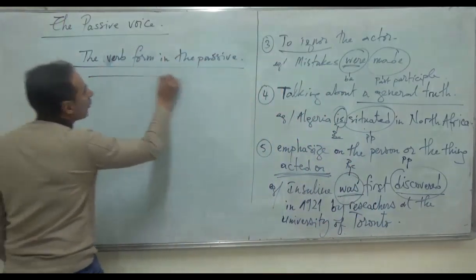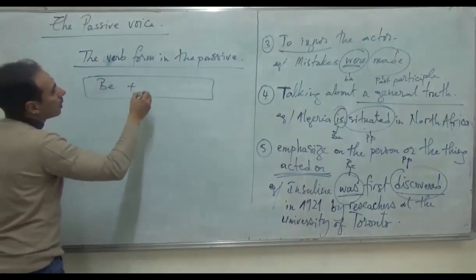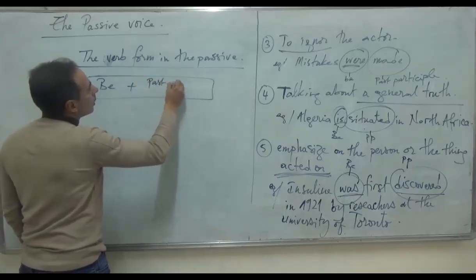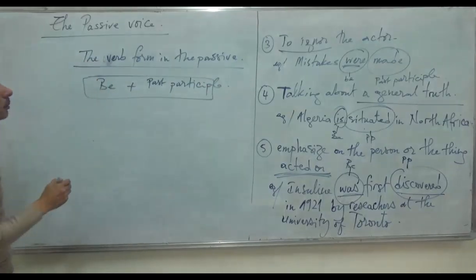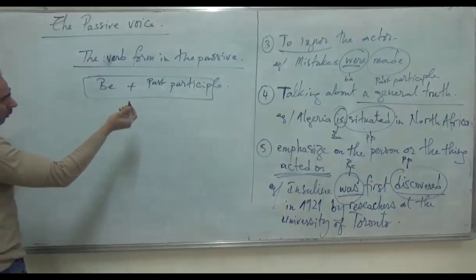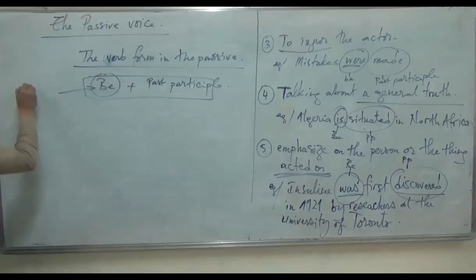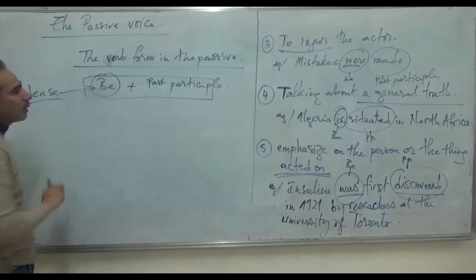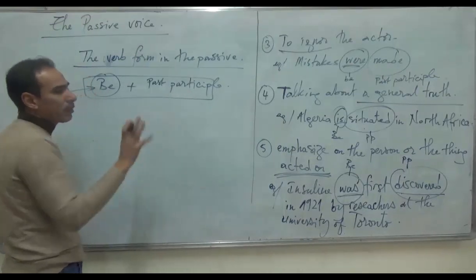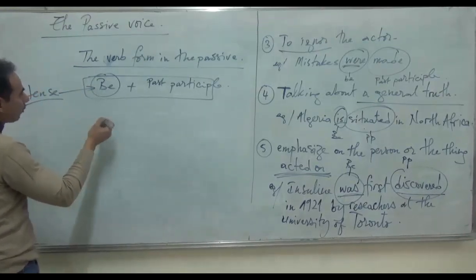So what is the form of the verb in the passive voice? It is be plus past participle. Past participle of the verb, of course. To be always takes that tense. So if the tense changes, to be changes. The past participle of the verb stays the same. I am going to give you some examples to have an idea.